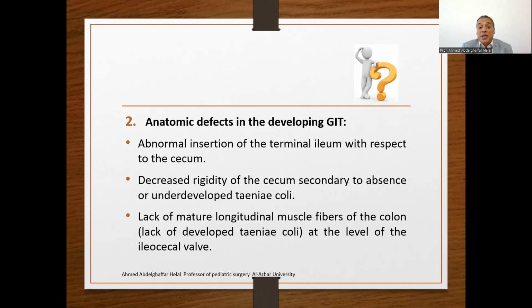Number three, there is maybe also lack of the mature longitudinal muscle fibers of the colon, lack of developed Taenia coli at the level of the ileocecal valve. This abnormal anatomical structure may explain the occurrence of the primary or idiopathic intussusception.